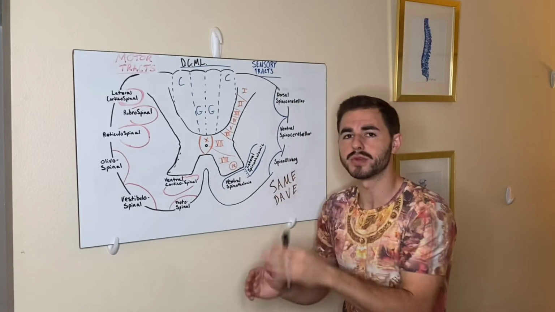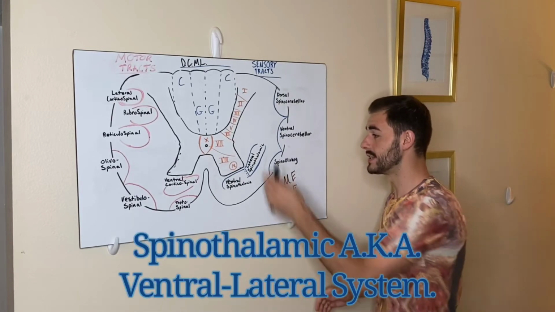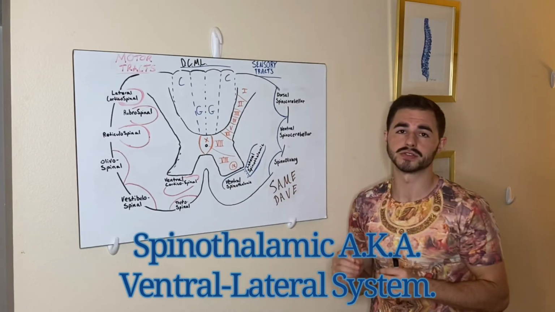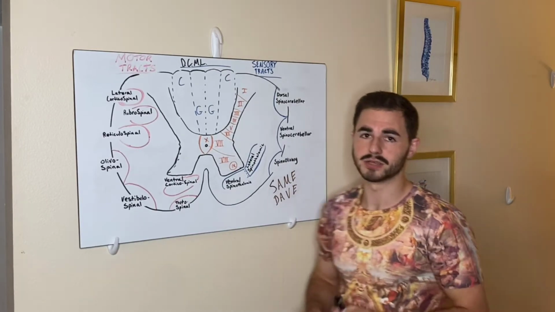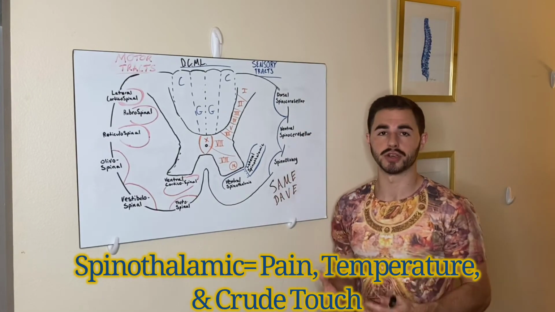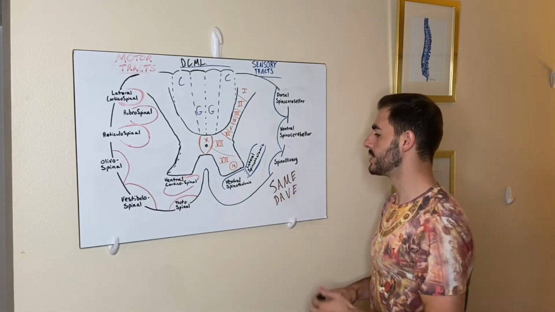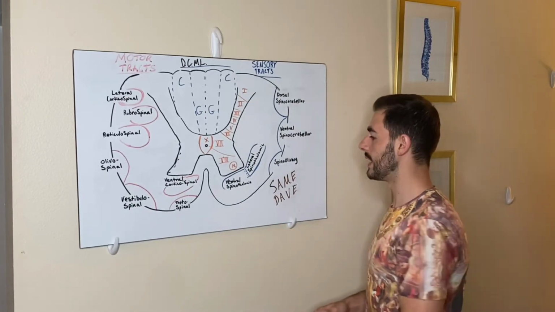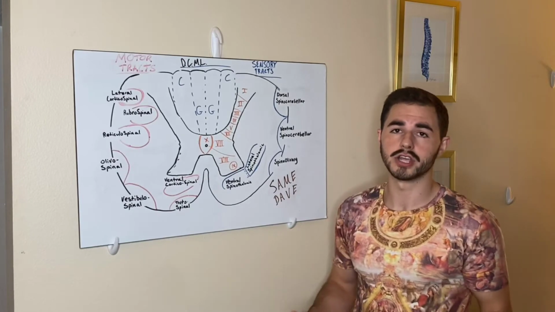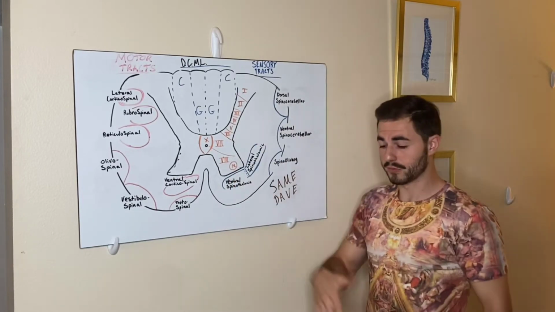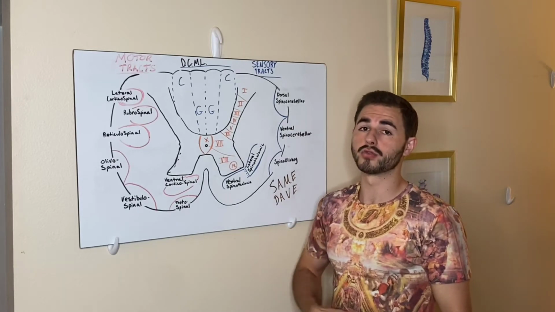Let's move on, because we have one last one that's separated into two components, and it's a very important sensory organ. This is responsible for pain and temperature. So, which one is responsible for what? Another thing it's responsible for is crude touch. So you have to know which is which. Well, ventral, the front side, is going to be for crude touch.